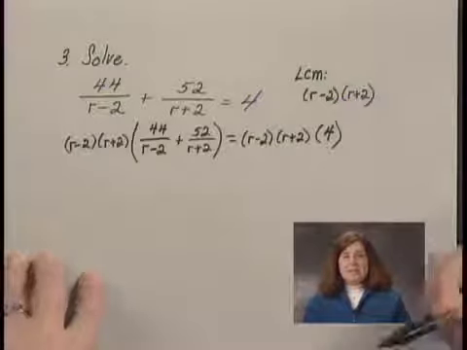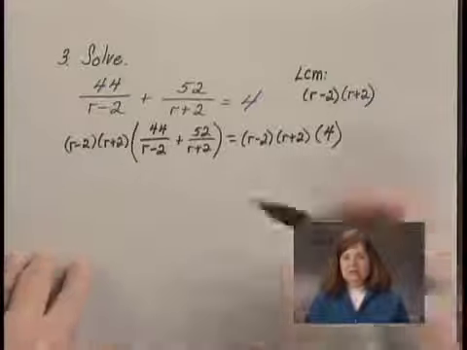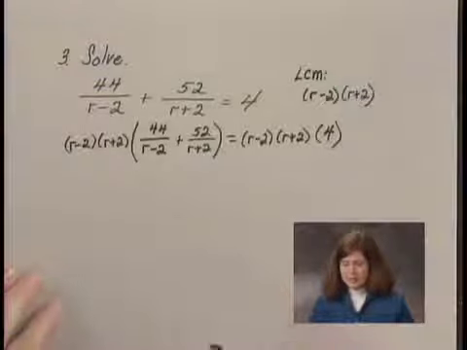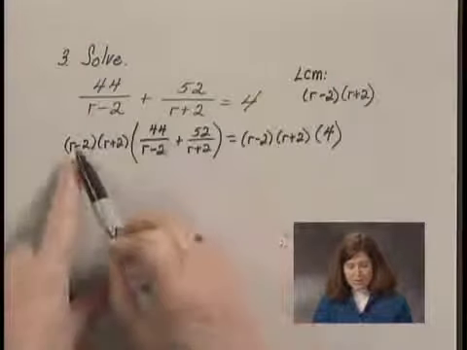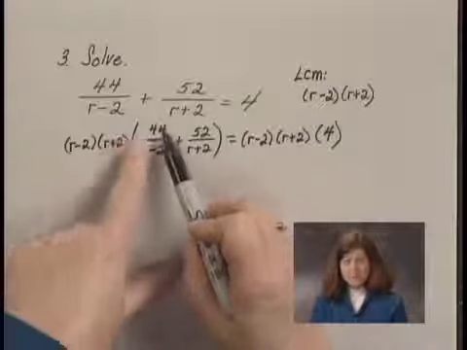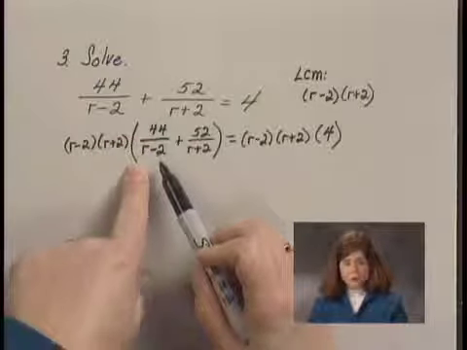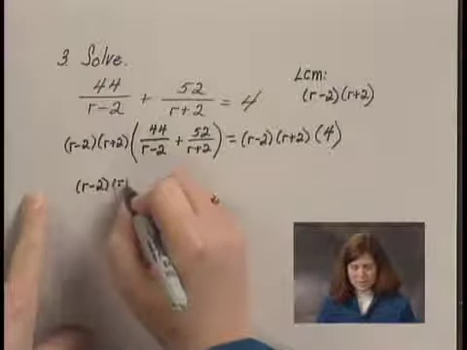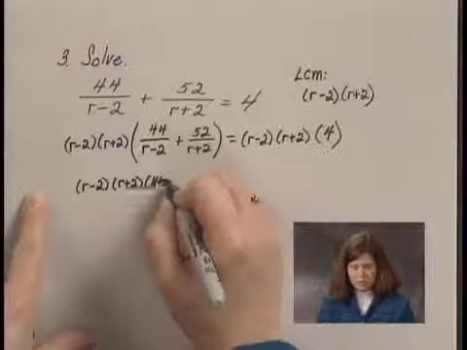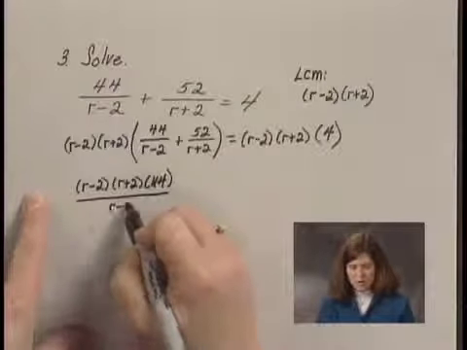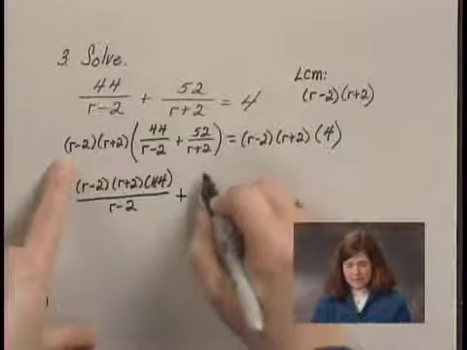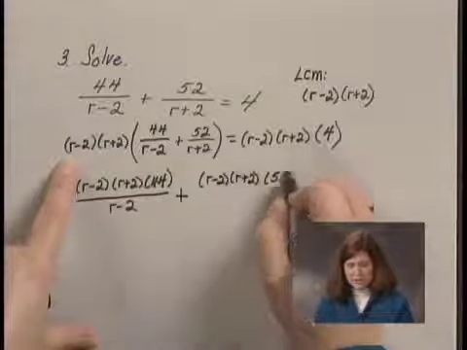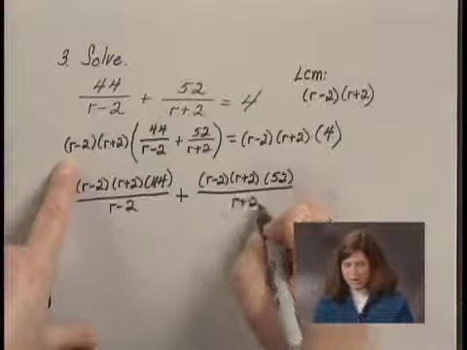Now in this next step, when I actually do the multiplication, the denominators should be cleared, that's why I multiply by this least common multiple of the denominators. I multiply r minus 2 times r plus 2 times 44 over r minus 2, plus r minus 2 times r plus 2 times 52 over r plus 2.